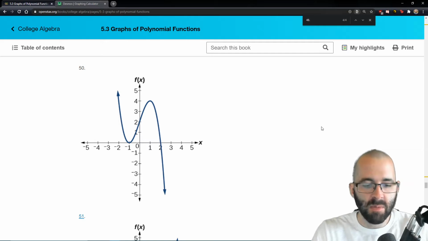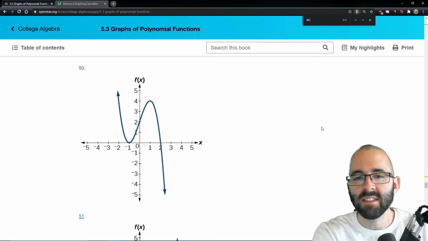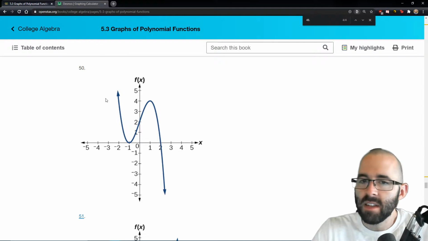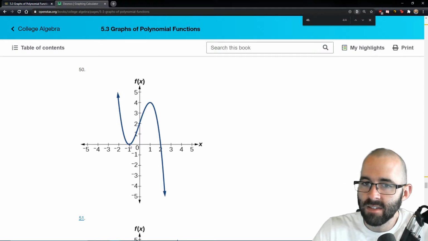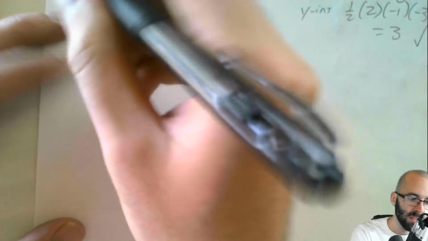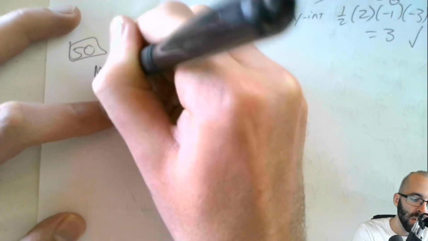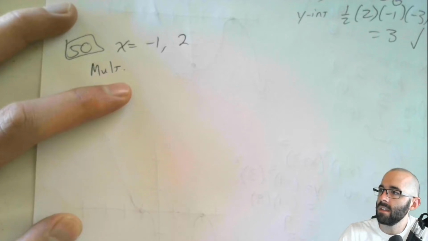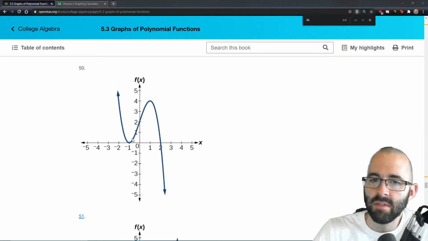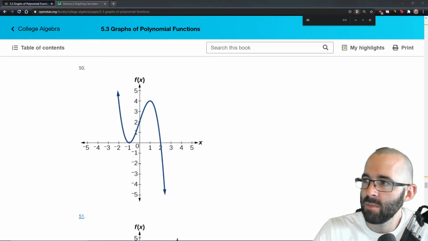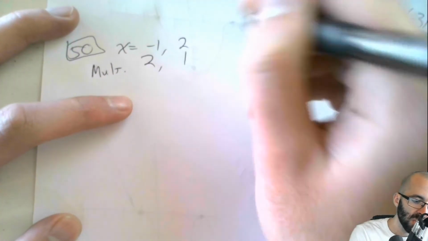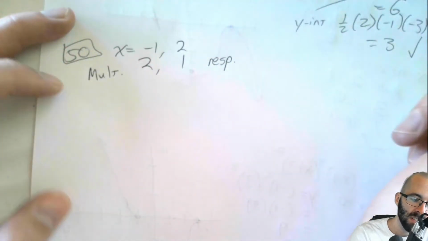For number 50, let's do the same thing. Okay, what are the x-intercepts? The x-intercepts here, where it crosses the x-axis, are at x equals -1 and x equals +2. So x equals -1, +2, and we also want to know their multiplicities. Well, here it bounces off like a parabola. Let's say that's multiplicity 2. Here it crosses like a line, diagonal line, multiplicity 1. So multiplicities are 2 and 1 respectively.